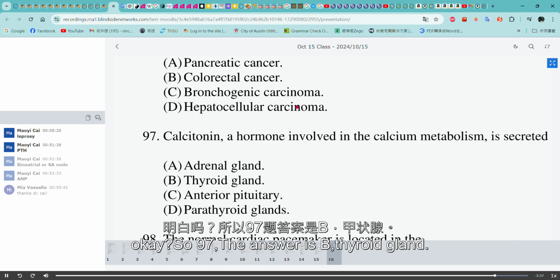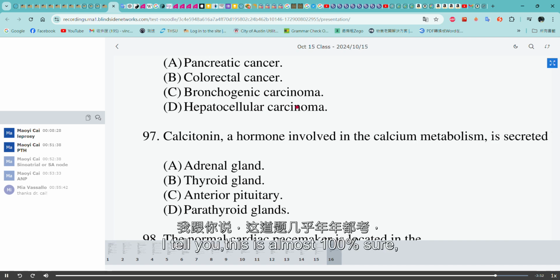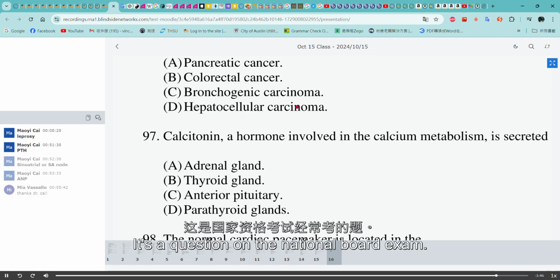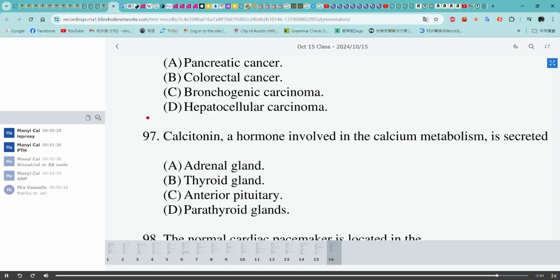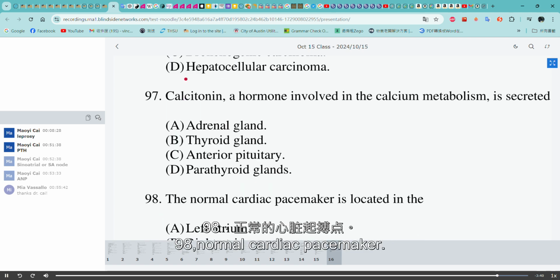Okay, so 97, the answer is B, thyroid gland. I tell you, this is almost 100% sure. In recent years, every time it's a question on the national board exam. So you really have to know it. Okay, so B.